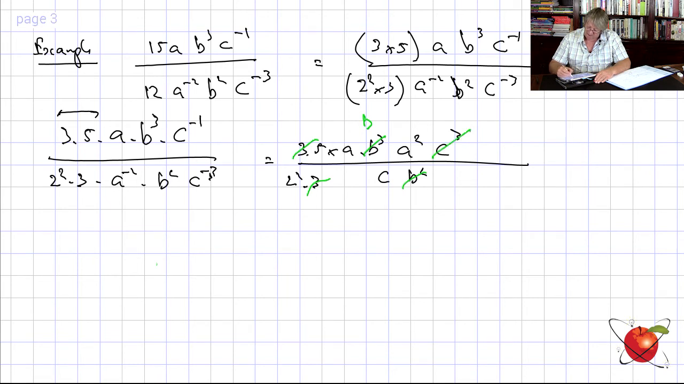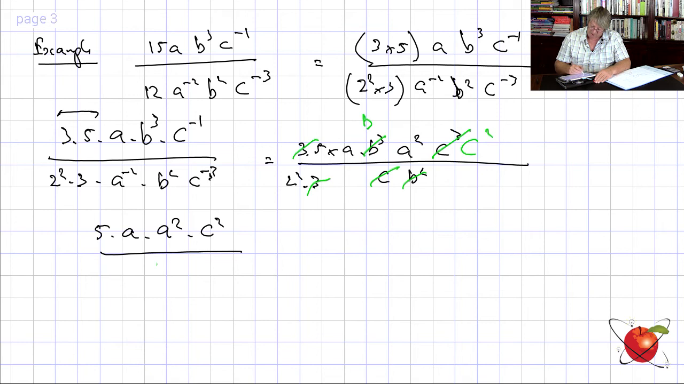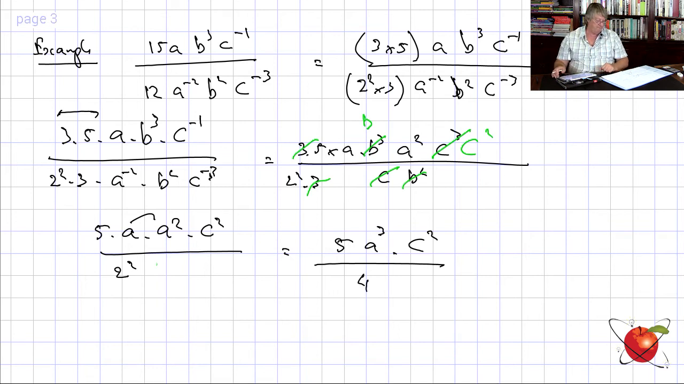Then the next one, I go along and there I can cancel c squared and a c. So what are we left with now? On top a 5, an a squared, and a c squared. And at the bottom, a 2 squared, and that's it. Now we can group them, same basis, so we add: 5a cubed c squared over 4.